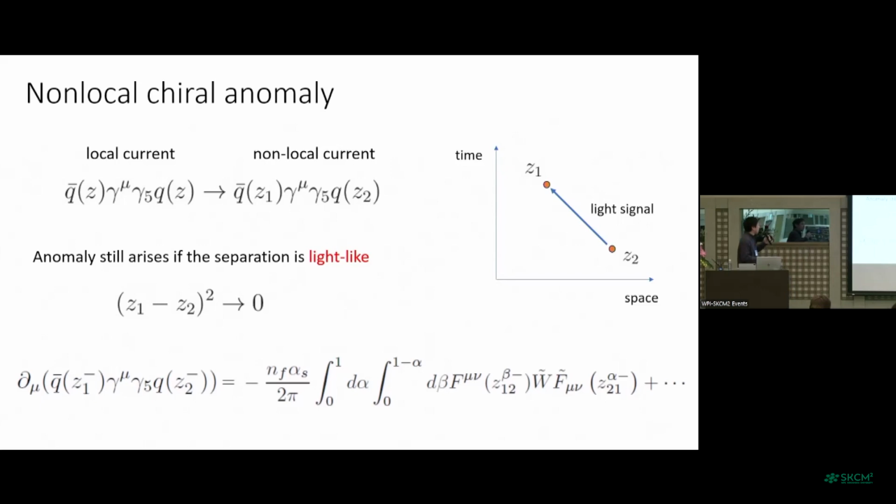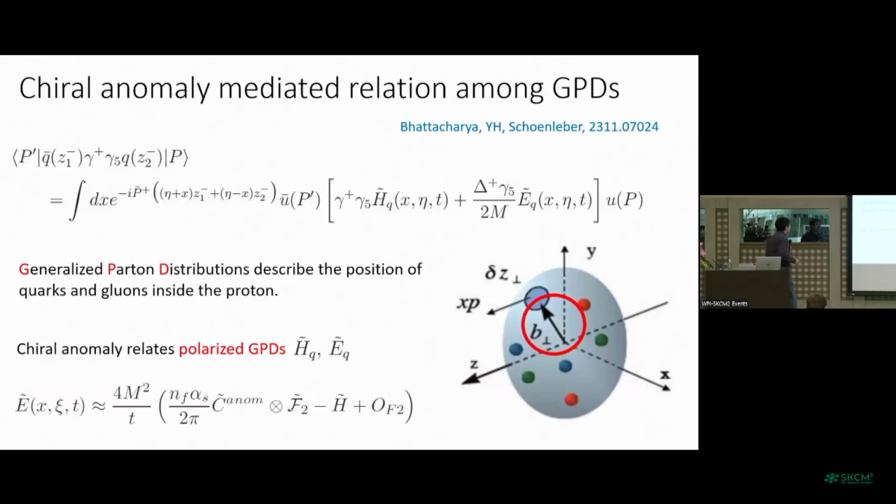in the sense that, I'm using relativistic notation, so this Z contains the time coordinate and also the space coordinates. So Z1 minus Z2 squared going to 0 doesn't mean that Z1 is equal to Z2. They can be far away as long as they are separated in light-like directions. So you can generalize this chiral anomaly in a non-local way. If you compute the divergence of this non-local current, then you find the non-local version of this anomaly. This is new, something not many people know about.